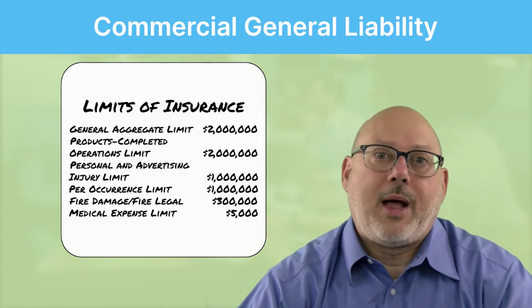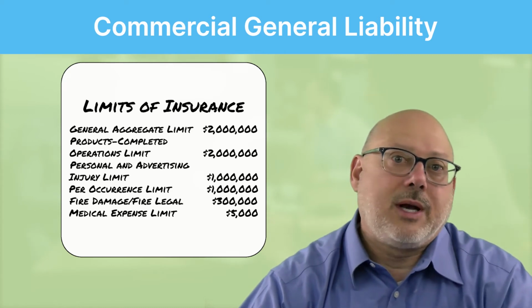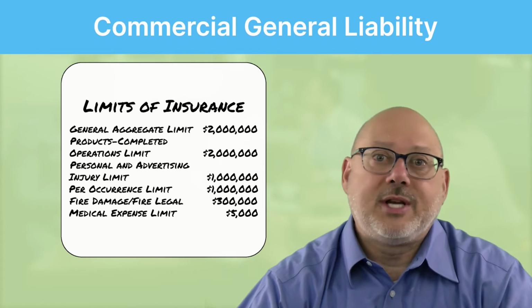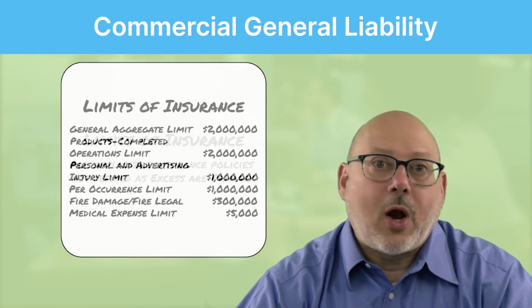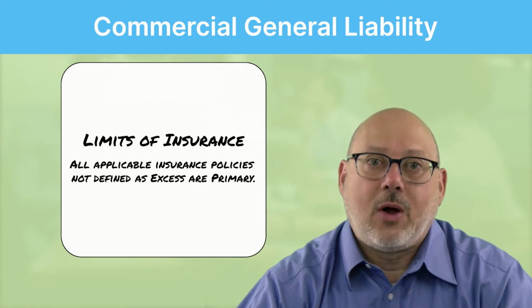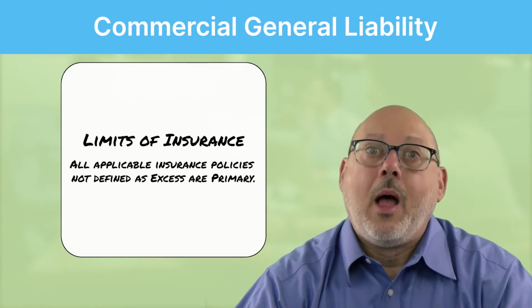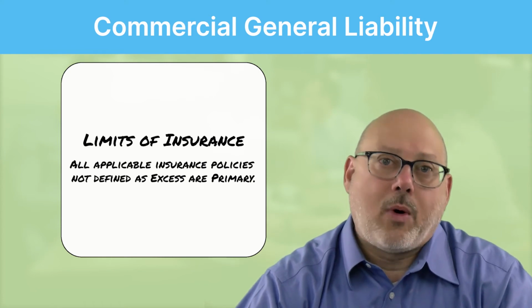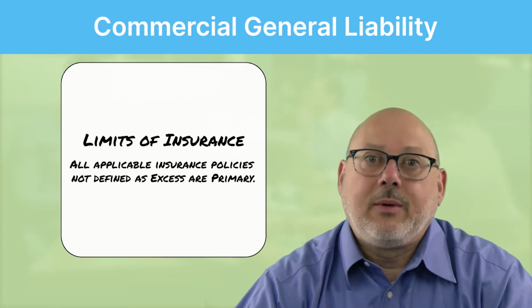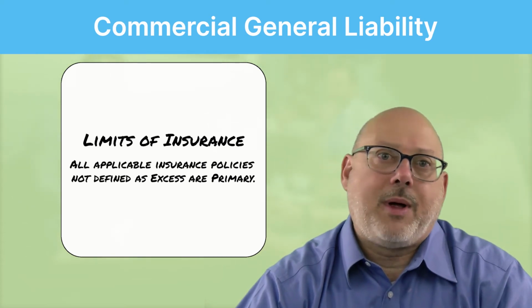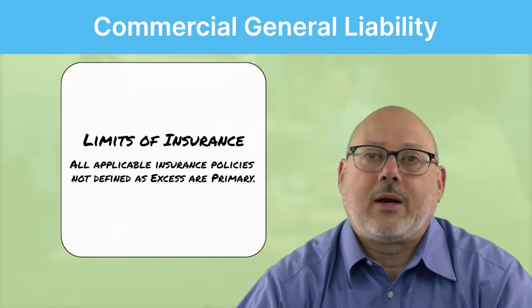Sometimes more than one policy and set of limits applies to a claim. The other insurance provisions in the conditions section of the CGL state that all applicable insurance policies not defined as excess are primary. Policies which are primary share claims on an equal shares or pro rata basis. And generally speaking, the claims made form is excess over any other policy that is also not claims made.